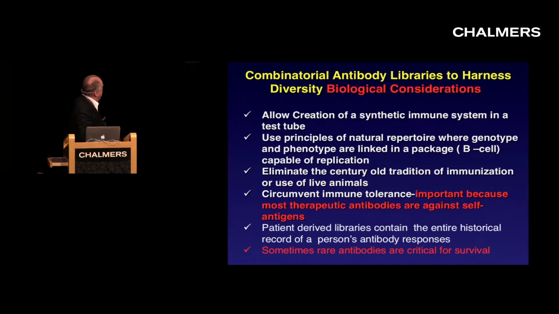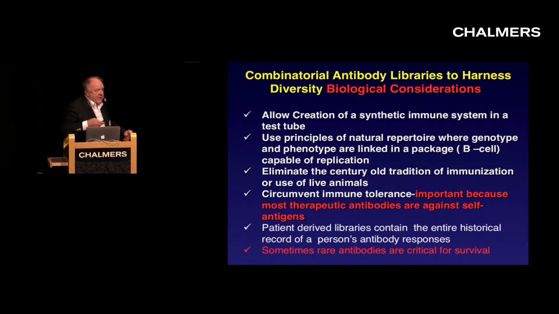So combinatorial antibody libraries allow creation of a synthetic immune system in a test tube. They use the exact principles of the natural repertoire, where genotype and phenotype are linked in a package. The package happens to be a B cell. They eliminate the century-old tradition of immunization. In this game, there are no live animals used. We can talk about that later, but it's not for animal rights reasons. Most importantly, you circumvent immune tolerance, which, as I told you earlier, is important because most therapeutic antibodies are against self-antigens.